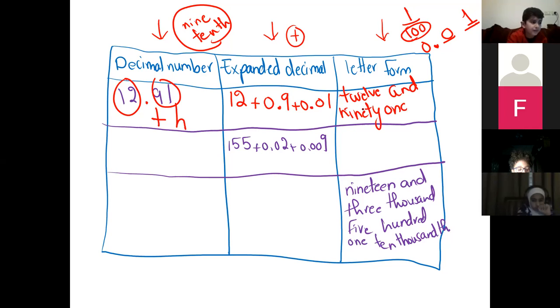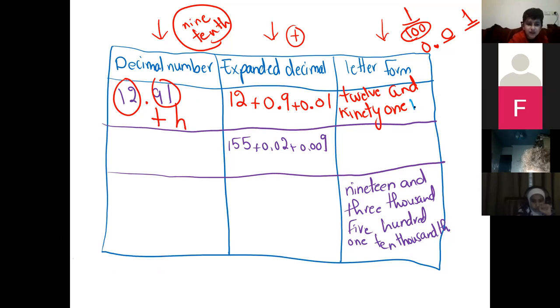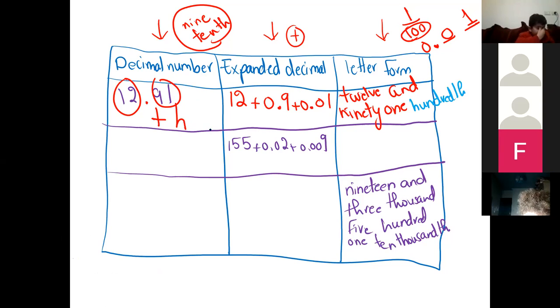Then we check how many digits we have in the decimal part. 2. So we have to say 100 at the end. Don't forget to say 100. Bravo. So 12 and 91 hundredths. That's it. We write the whole part, 12. The point is written as "and". The decimal part is 91. We have 2 digits in the decimal part, so we have to say 100. Is the first row clear?